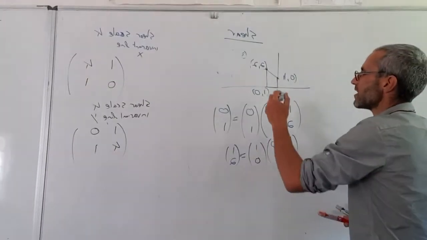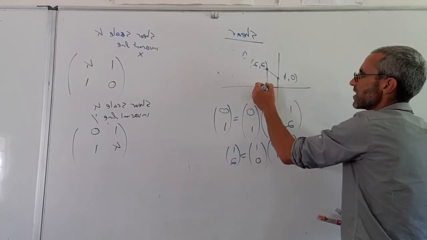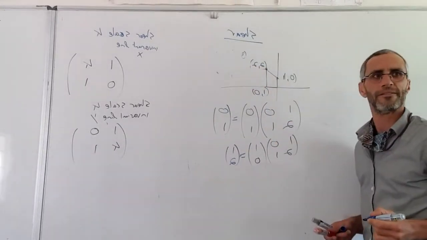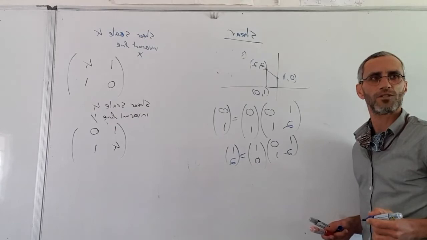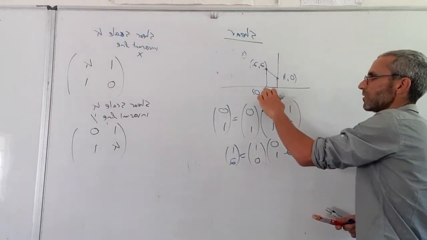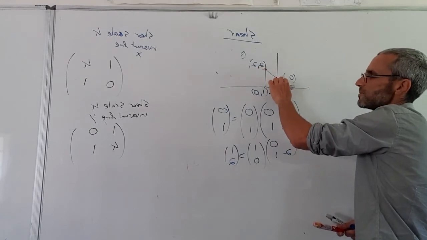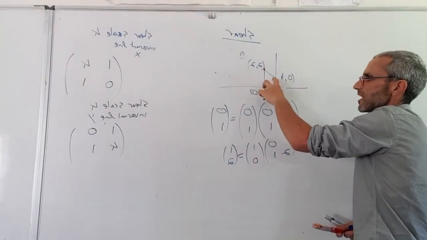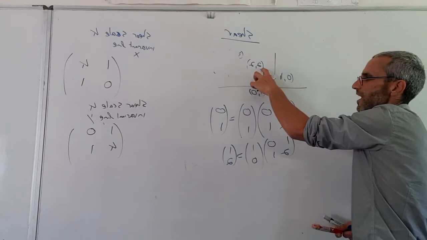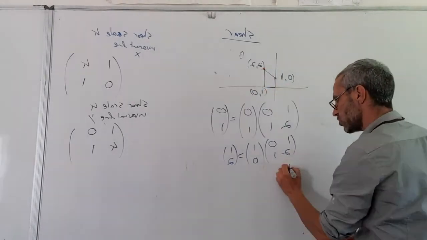Now, next one. Let's have a look. So we've done 2 points. What other points do we have? The bottom one, I've done that one. That was 1, 0 became 1, 2. And 0, 1 remains the same. So I've got 2 more points. I've done that one and that one. You've got the other 2: this one and the origin. Let's do the origin.